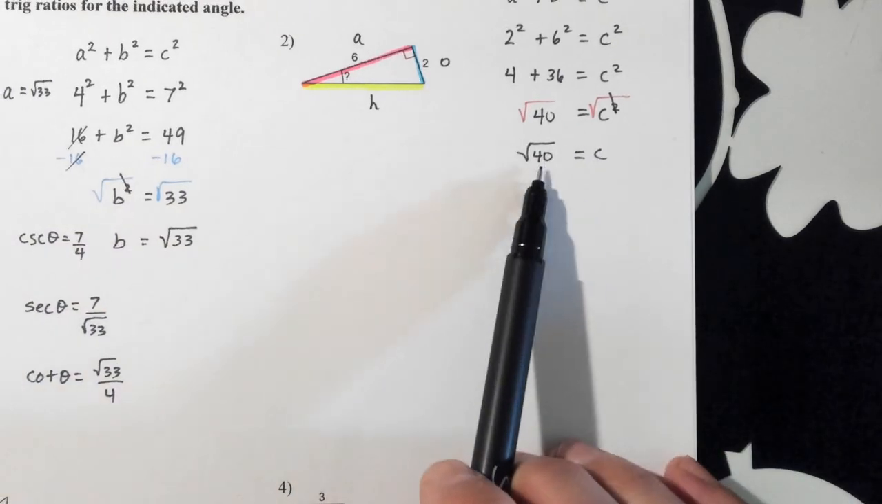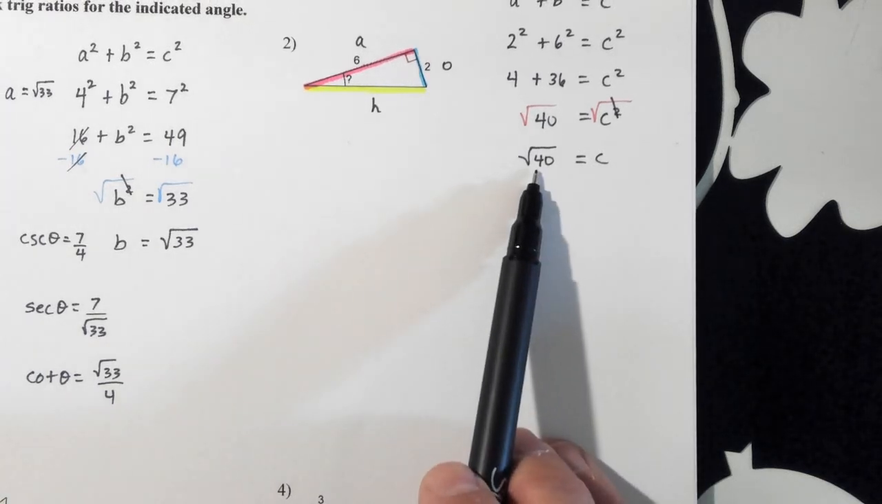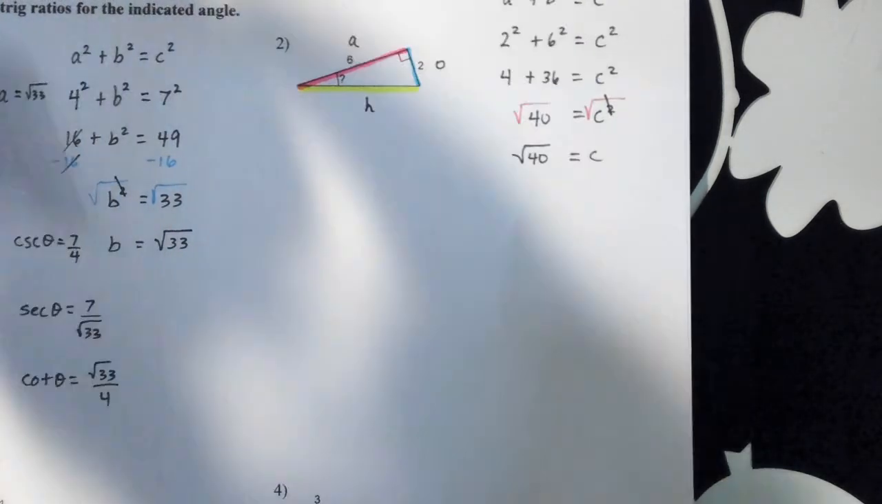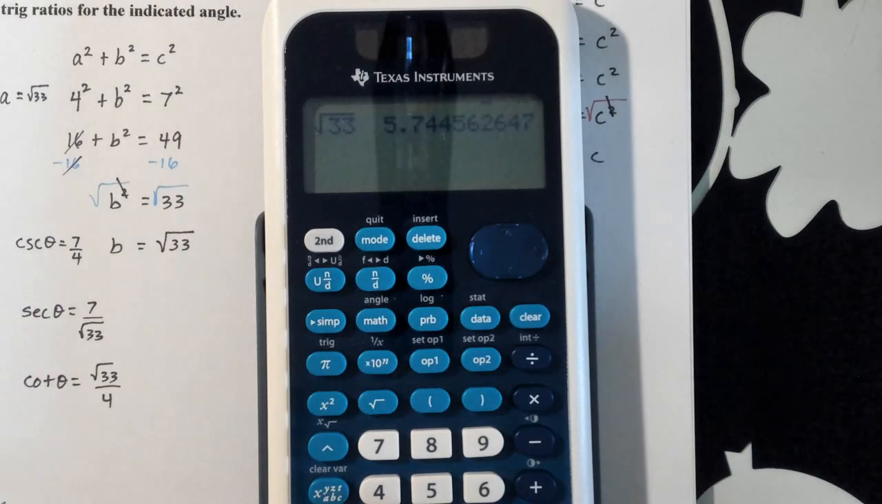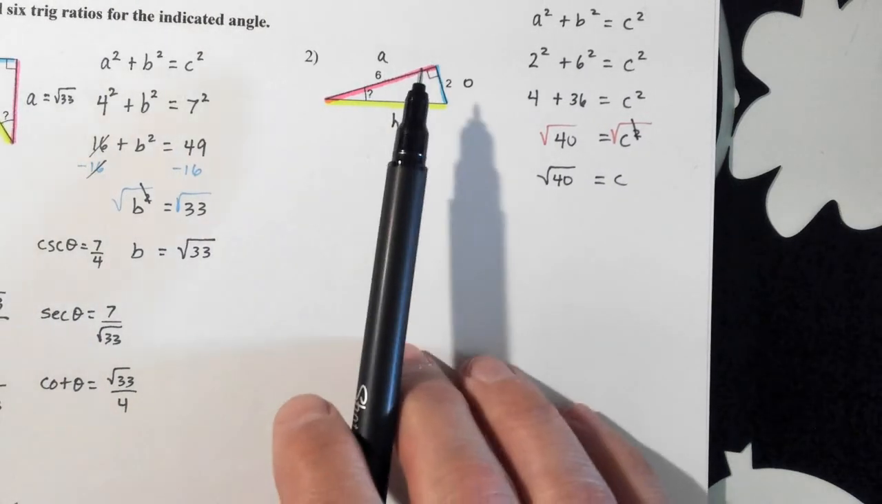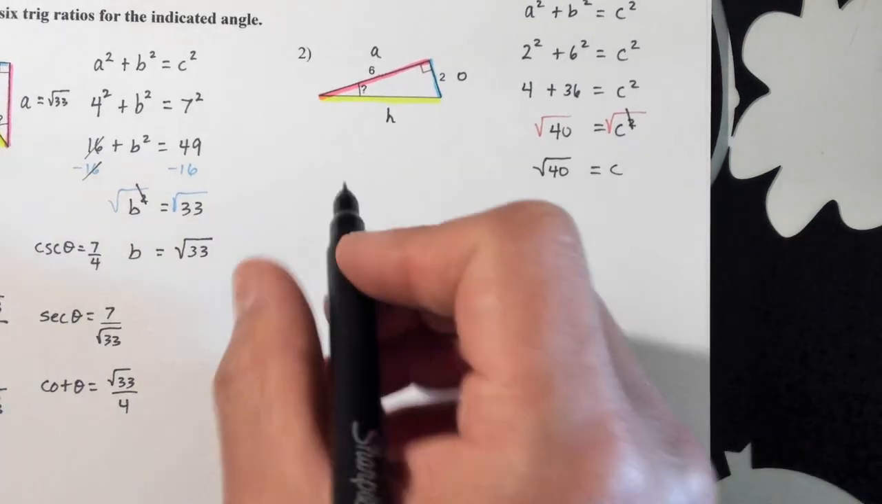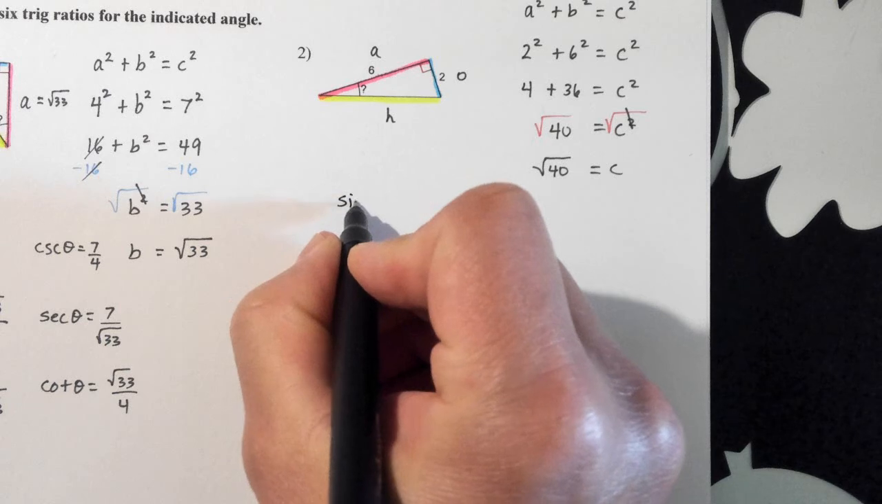Anyways, now we know the length of the hypotenuse, square root of 40, which is like 6 point something. You know the square root of 36 is 6, and square root of 40 must be a little bit bigger than the square root of 36. So 6 point something. Square root of 40, 6.3. So the hypotenuse is a little bit longer than the adjacent side in this situation. And now that you know the hypotenuse, you can write your 6 trig ratios.